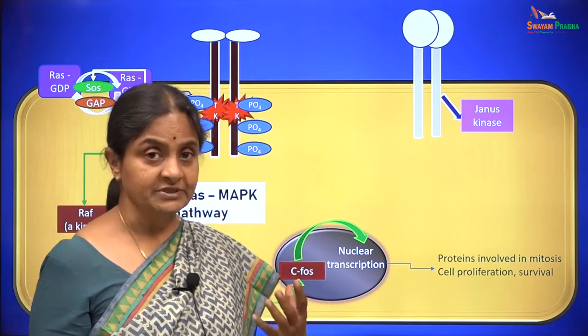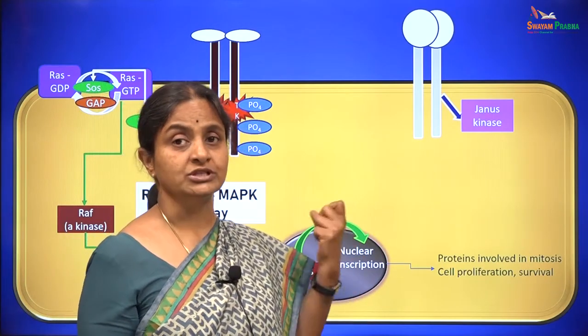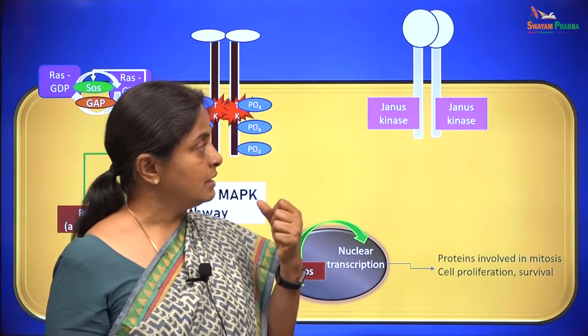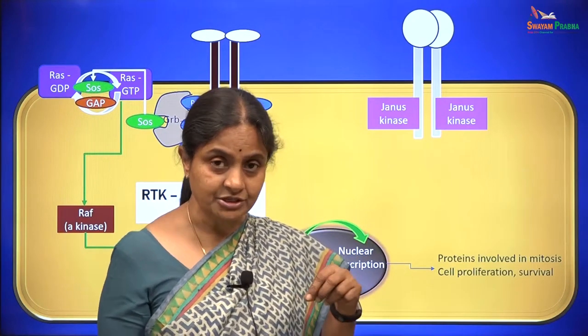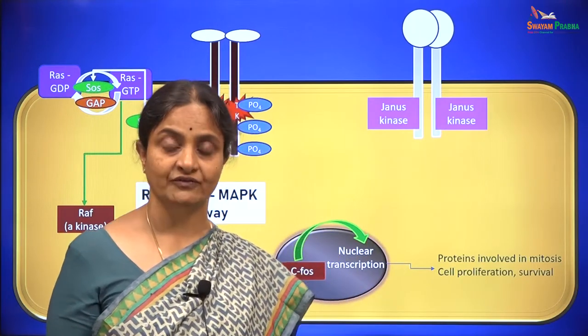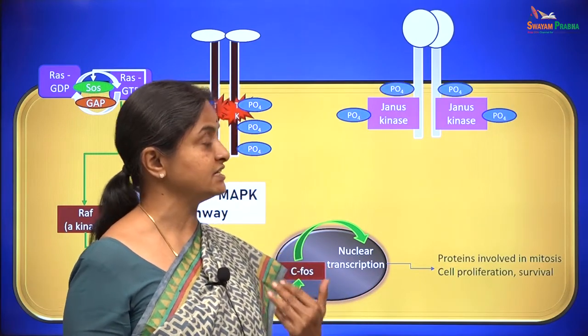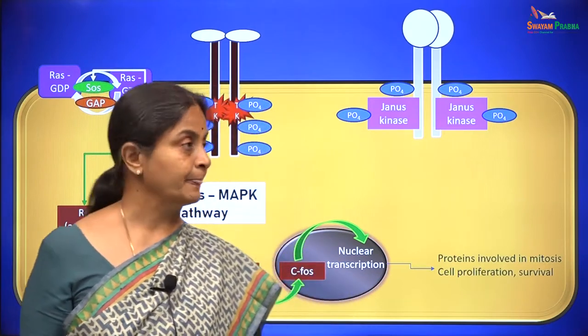Now, once the receptor dimerizes, that recruits the Janus kinase from the cytoplasm. And binding of Janus kinase to the receptor triggers the kinase activity of the Janus kinase. That again is going to autophosphorylate itself and phosphorylate certain residues in the receptor.